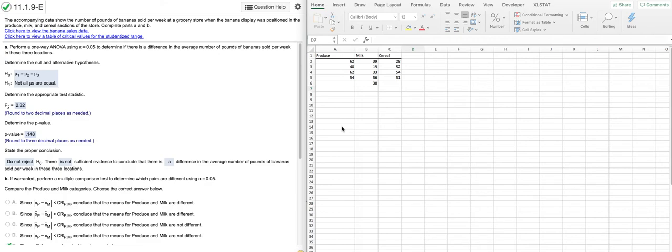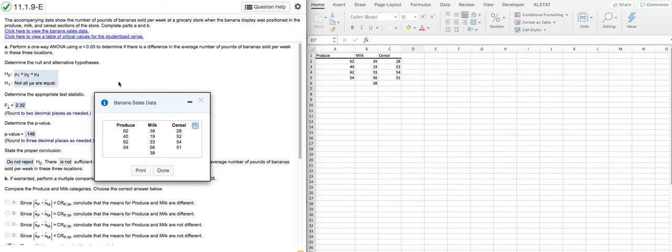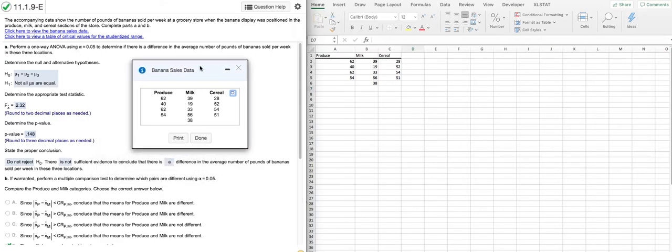Question 11.1.9, and we have some data on banana sales here. We are trying to see if there's a difference between the average number of pounds of bananas sold per week within a store if the display is placed in three different areas: one being the produce area, one the milk area, one the cereal area. I have my data in Excel already, and if you've seen the videos for the last couple of questions, I'll try to go through this one a little bit quicker.